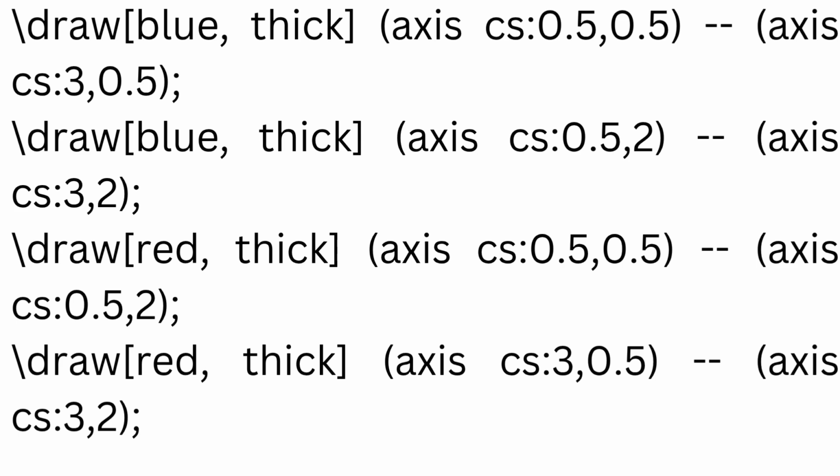Draw bottom and top blue horizontal lines. These represent the bottom and top horizontal bounds. Draw left and right red vertical lines. These form the left and right vertical bounds of a rectangle.